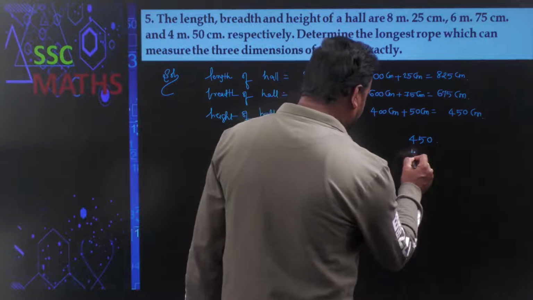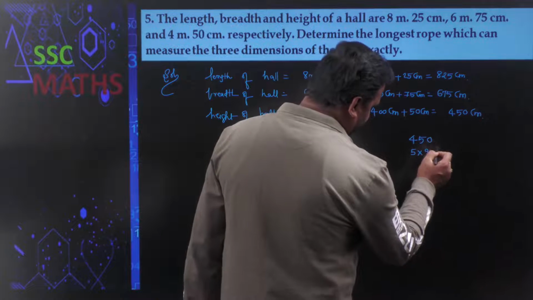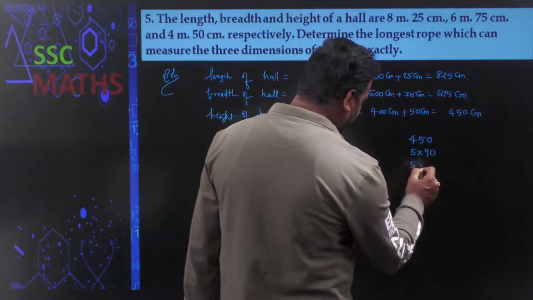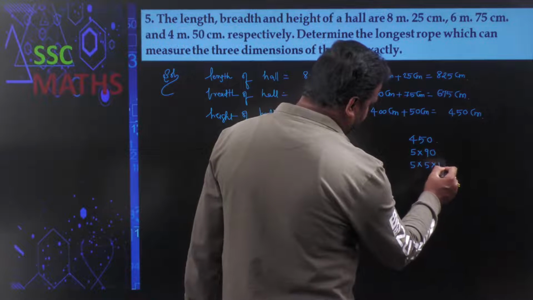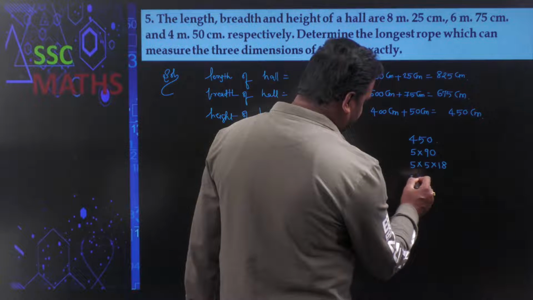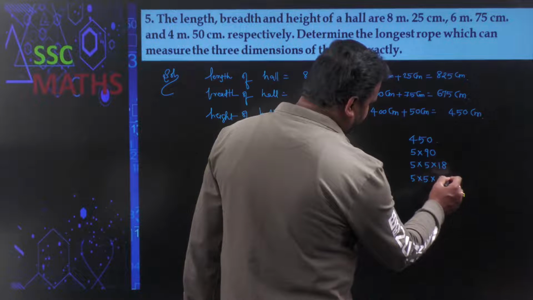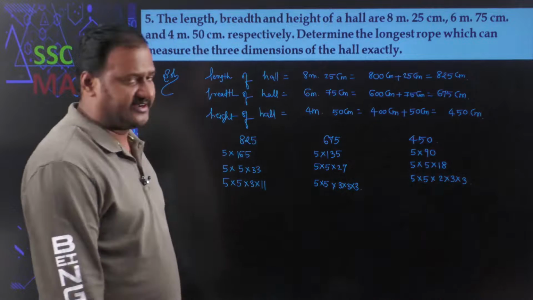Now 450. 5 nines are 45, so 450 divided by 5 is 90, and again divided by 5 gives 18. So it is 5 into 5 into 2 into 9, and 9 is 3 times 3. This is the prime factorization of 450.